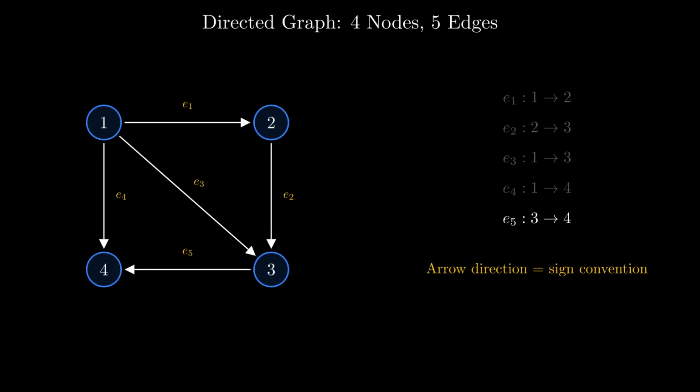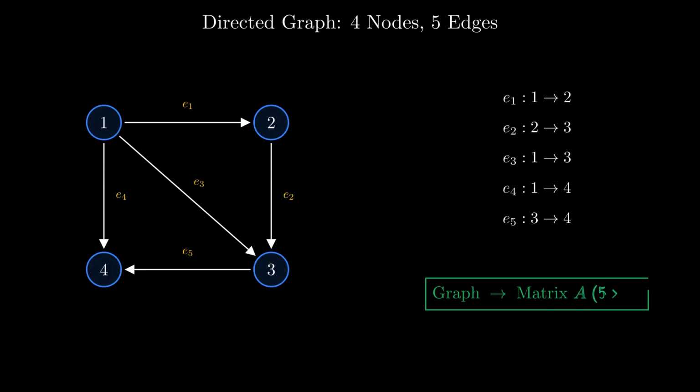The arrow on each edge is a sign convention. It defines which direction we call positive. Flip an arrow and you only flip a sign. The underlying physics stays the same. This graph could represent an electrical circuit, a pipe network, or a bridge truss.